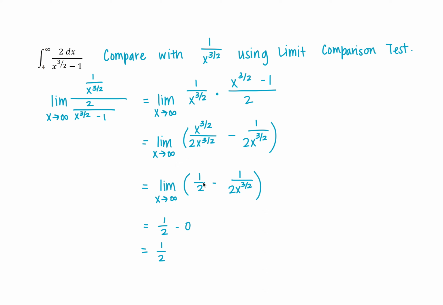Now again, what does this tell me? It doesn't say that my integral equals 1/2, but the limit comparison test says that because when I took the limit, I got this to equal a real number, and because what I was comparing it with, the 1 over x to the 3 halves, converges, so does my function, okay? So we can say that the integral from 4 to infinity of 2 dx over x to the 3 halves minus 1 converges.